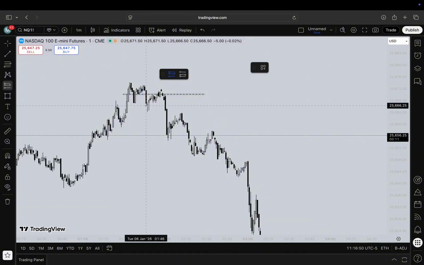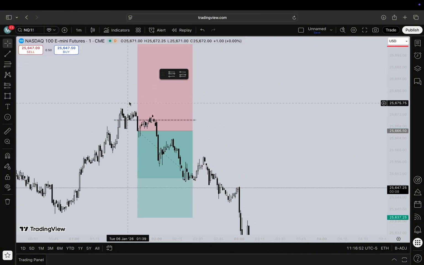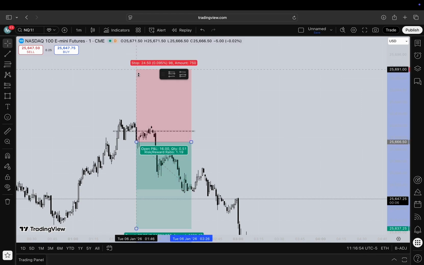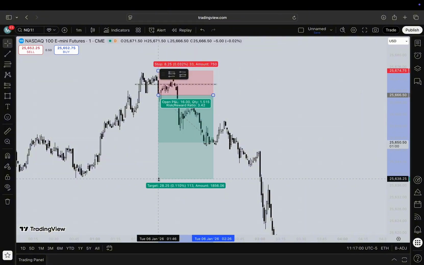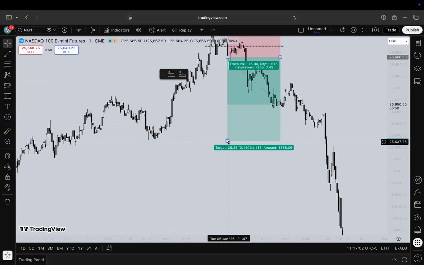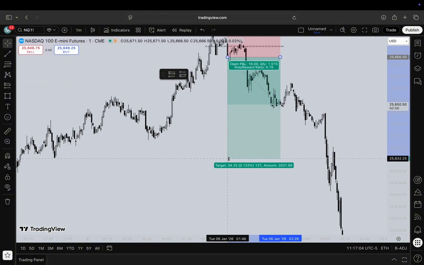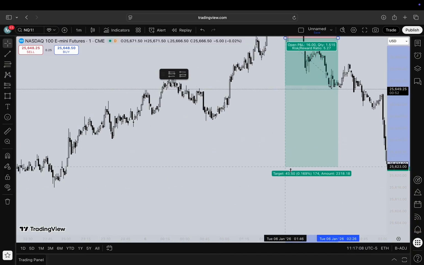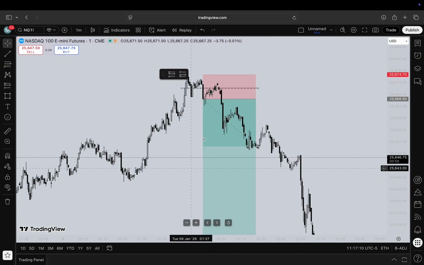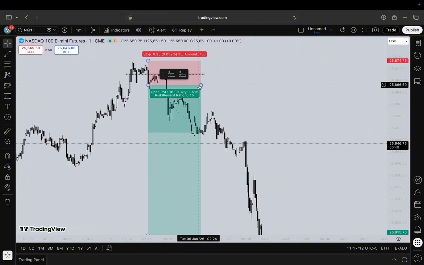Price closes below. We set our stop above this swing high, targeting liquidity resting here, targeting liquidity resting here. We could target liquidity resting here. We enter from the inversion, and price continues lower.